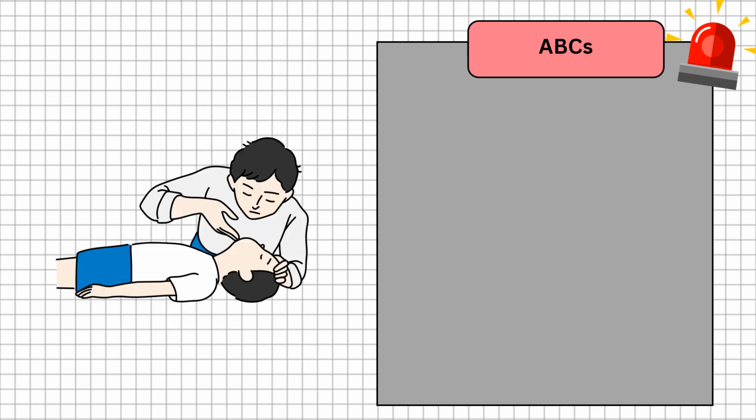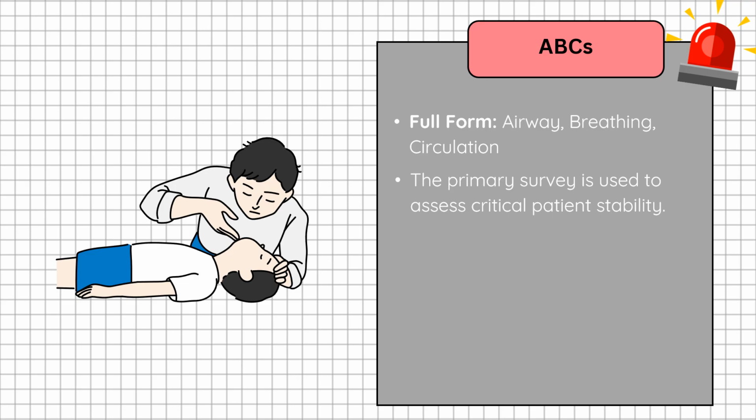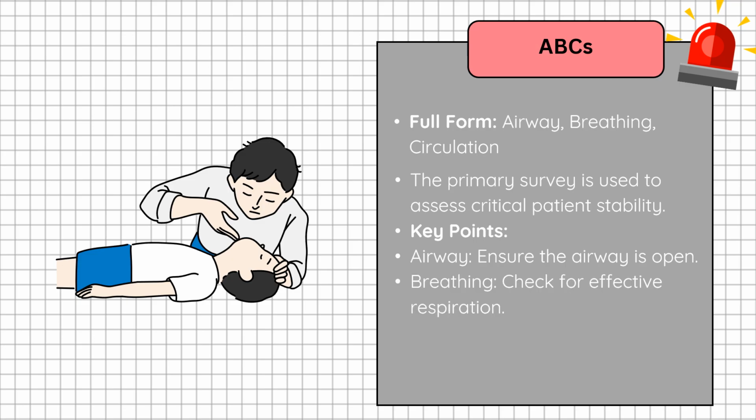The next abbreviation is ABC. The full form of ABC is airway, breathing, and circulation. So it is a primary survey that is performed in emergency medicine to assess critical patient stability. For example, A: airway, ensure the airway is open. B: breathing, check for effective respiration. And C is circulation: assess pulse and bleeding.